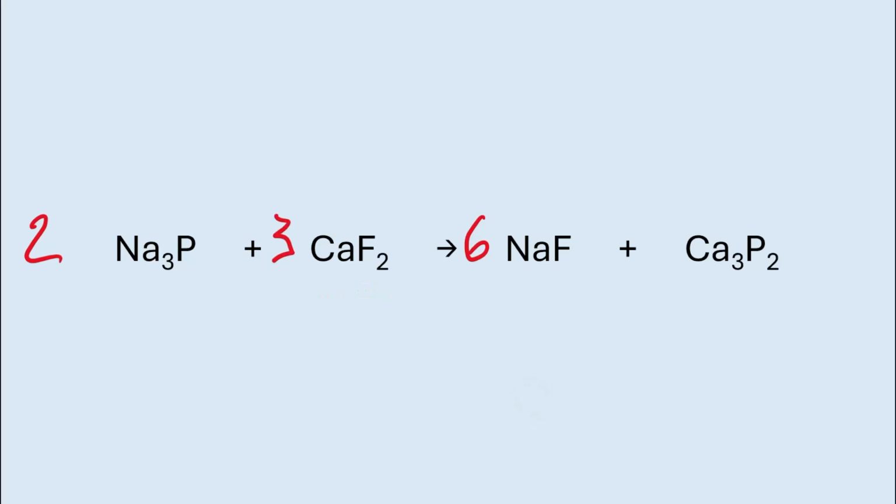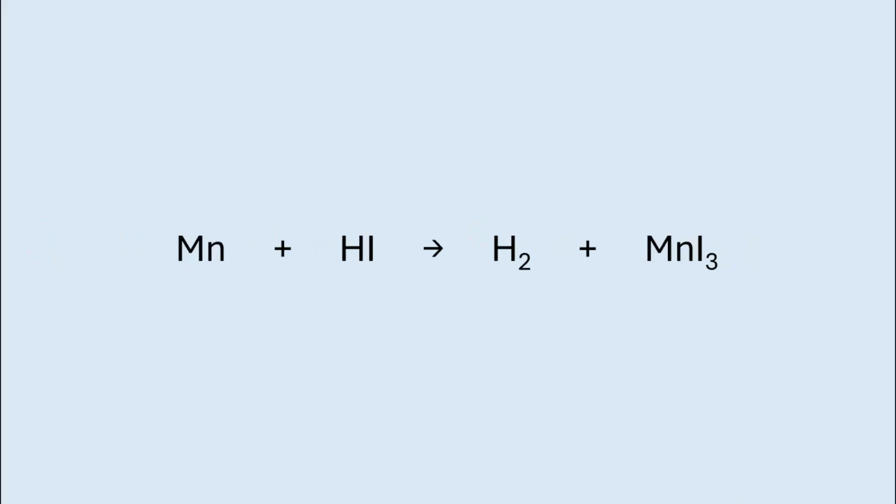And now the last one to balance, the calcium. Well, apparently we started with 3 of them now. Hey, check out the ending. We needed 3 of them. So that works out, and the equation is balanced. Let's do 2 more. Here, manganese is reacting with hydrogen iodide.